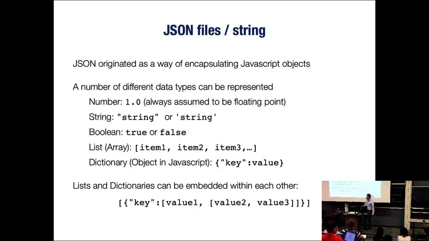OK, so marching right along, let's talk about JSON files next. JSON files originated as a way of transferring JavaScript objects around, so they capture a lot of the common data types used by JavaScript. But it's come to be a pretty common standard now. A lot of files that have nothing to do with JavaScript now use JSON to pass data back and forth.